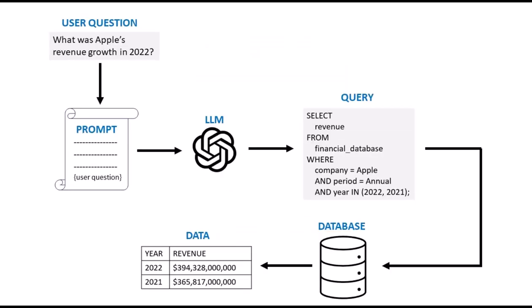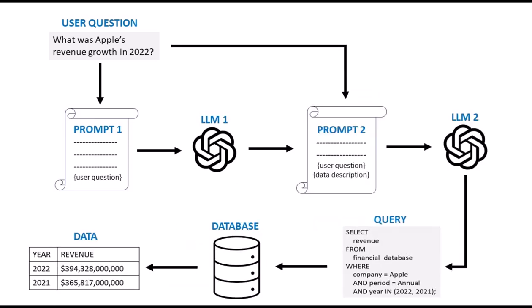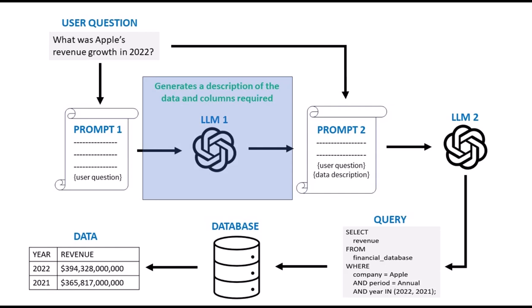We could generate these queries with just one run through the LLM, but in practice I found that breaking the process up into 2 steps increases the accuracy. The first run through the model generates a description of the data we need and a list of the columns from the database. This information is then combined with the question and run through the language model again in order to generate the query.